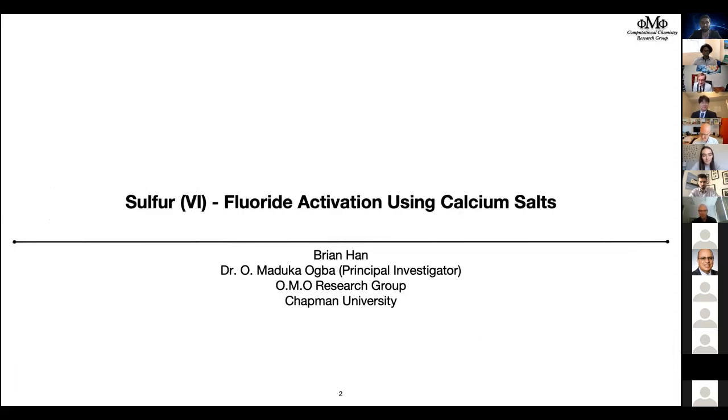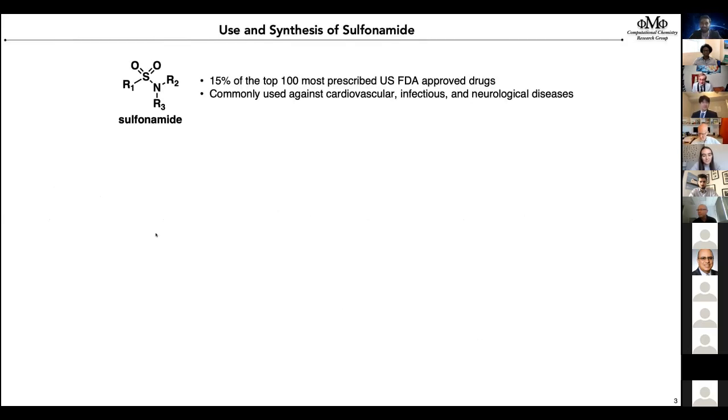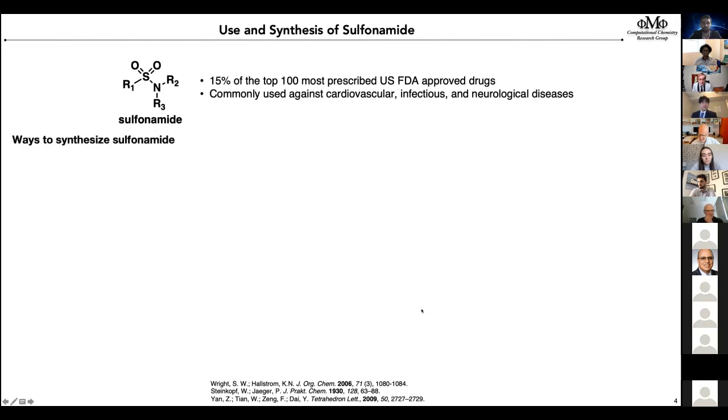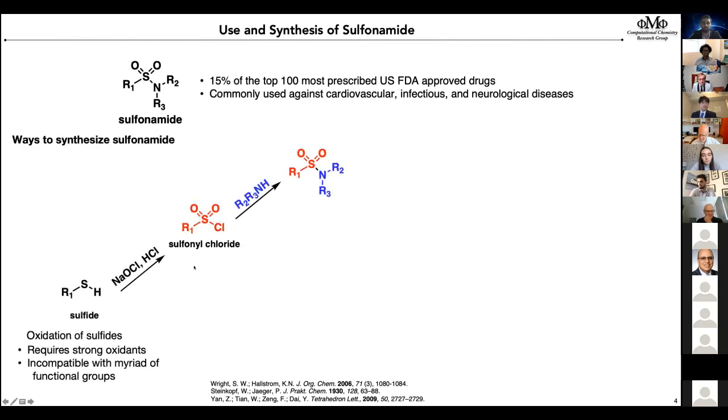Sulfur fluoride bond activation using calcium salts in the synthesis of sulfonamides, which is commonly used against cardiovascular, infectious, and neurological diseases. It constitutes 15% of the top 100 most prescribed US FDA-approved drugs. A conventional way to synthesize sulfonamide includes a two-step synthesis, where the first step includes the oxidation of sulfides to produce sulfonyl chloride. But this first step requires the use of strong oxidants, and that makes this first reaction incompatible with the myriad functional groups.